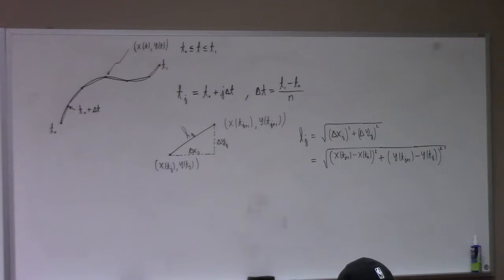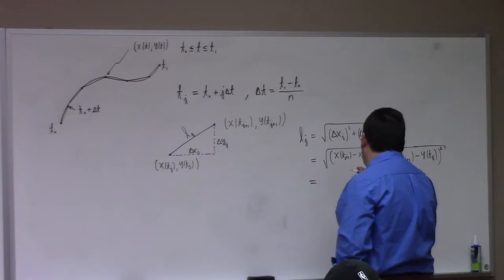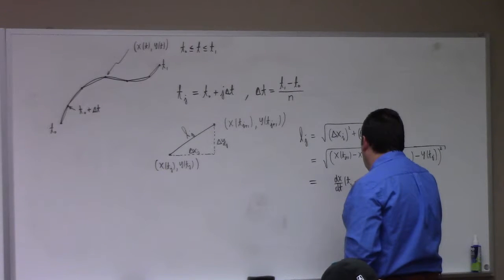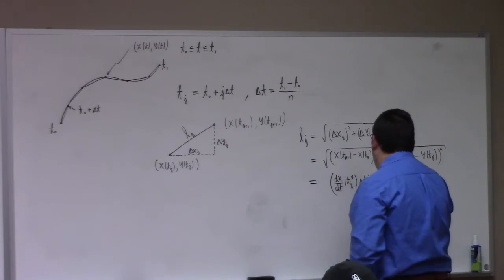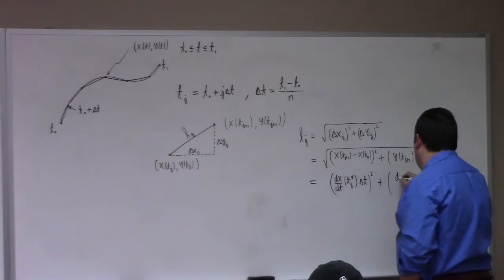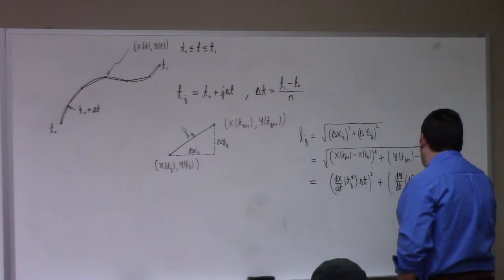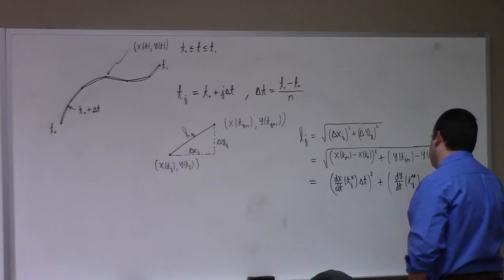But the thing is, we know this thing called the mean value theorem. The mean value theorem says that I can rewrite this as dx/dt at t_j star times delta t, squared, plus dy/dt, using the mean value theorem, at t_j star star, times delta t, squared. Could be a different time for the y.